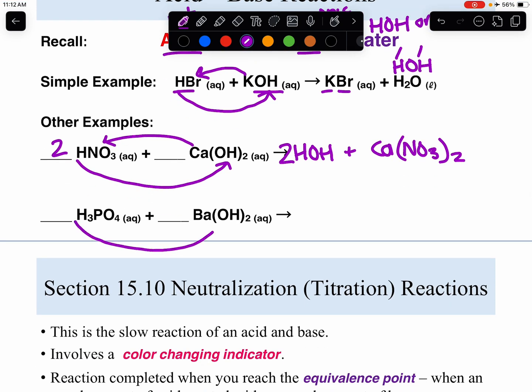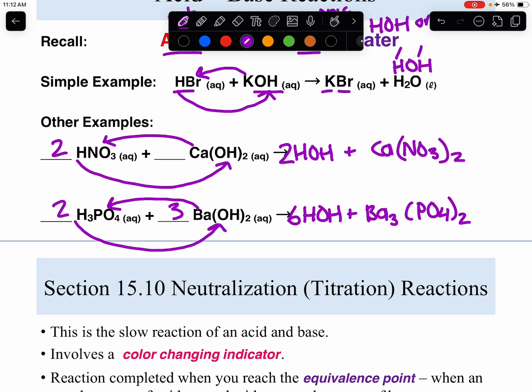All right, so the H's are joining with the OH and the Ba is joining with the PO4. HOH, it doesn't matter what order you write these in, and the Ba with a 3 from the PO4 and a 2. Okay, so let's quickly balance that. I see a 2. I'm going to put a 2 here. It's going to be 6 H's, and I'm going to go ahead and put a 3 in front of this. Okay?